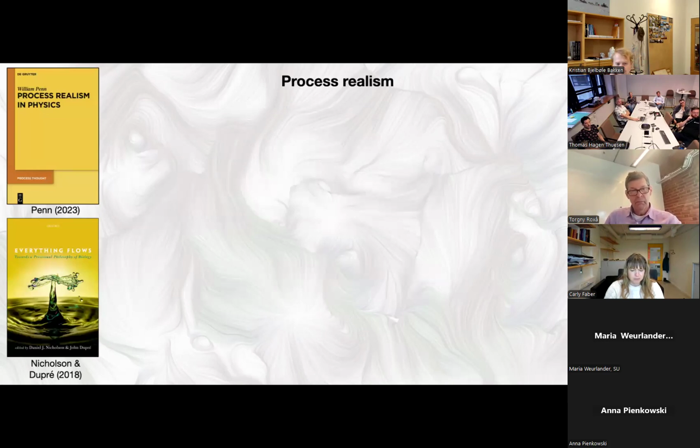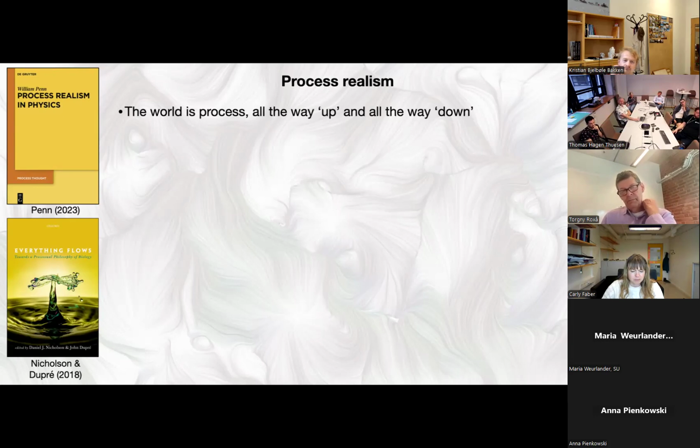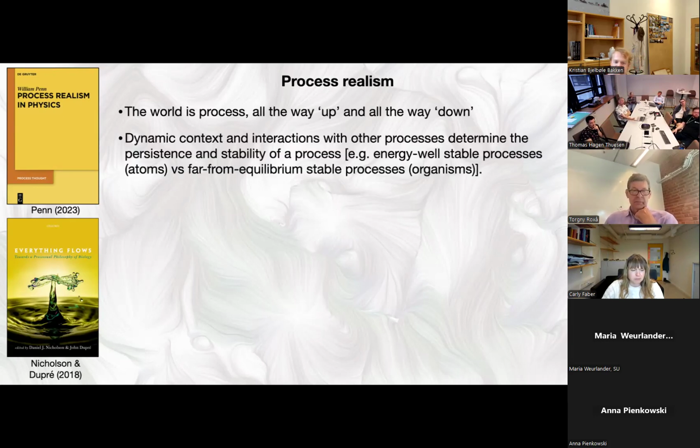Okay. And process realism, I think, is the way to go. Okay, so basically the world is process all the way up and all the way down. Okay, and the stability of a process is determined by the context and the interactions with other processes. You can think of processes that are energy well stable, like atoms, that could be stable on cosmological timescales. And you have far from equilibrium stable processes, such as organisms, that need constant input and interaction with energy, other processes with enough energy to sustain themselves.